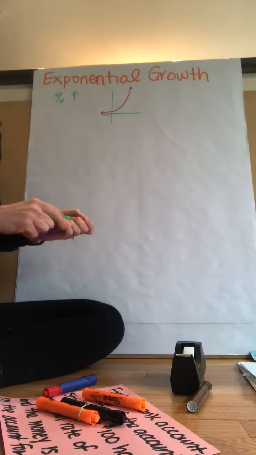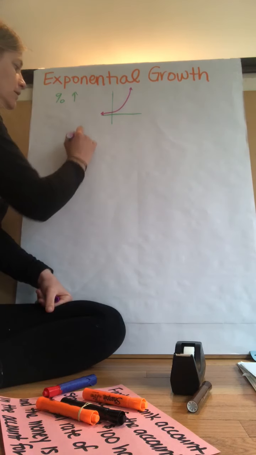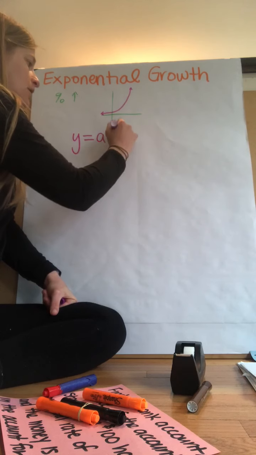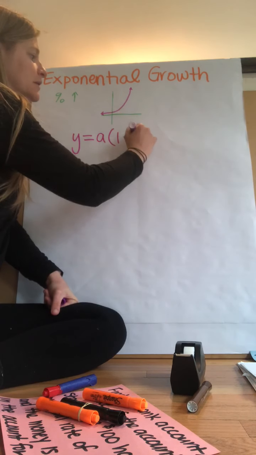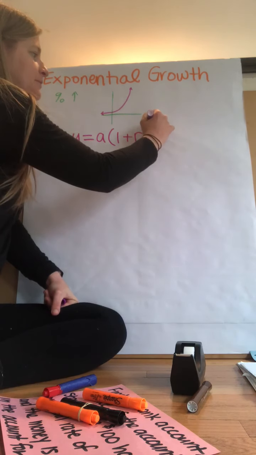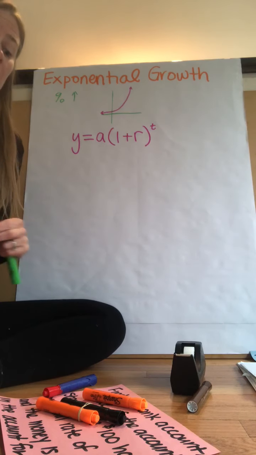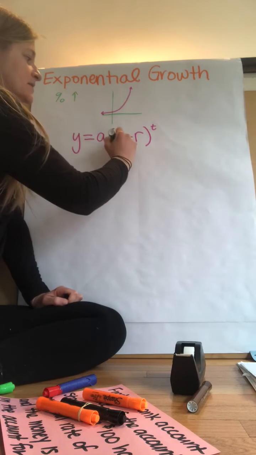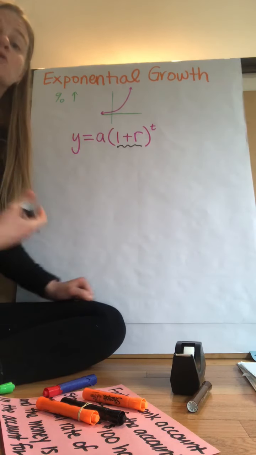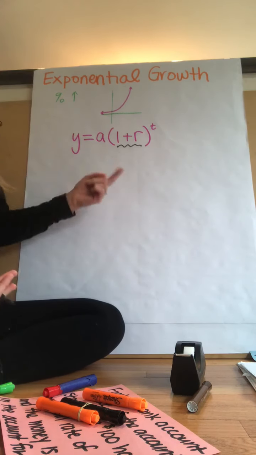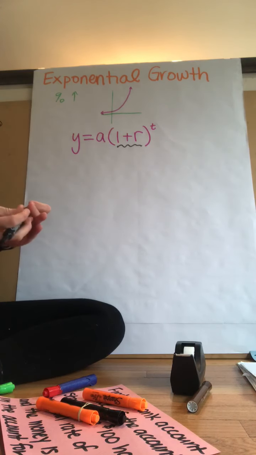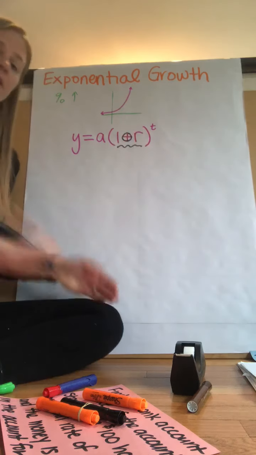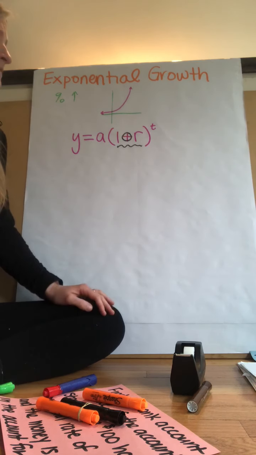So here's the formula. Y equals A times (1 plus R) to the T power, okay? Now remember, last week we said that exponential growth has a base that is greater than 1. So in order to ensure that our base is greater than 1, we have a 1 plus R inside of that set of parentheses, okay?